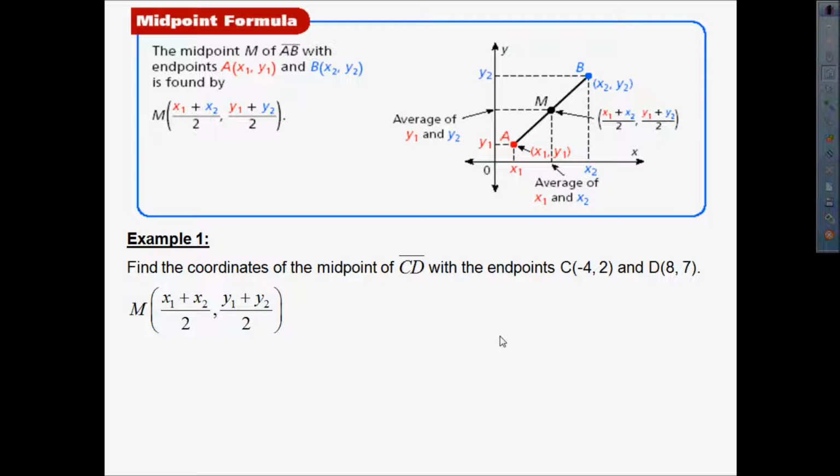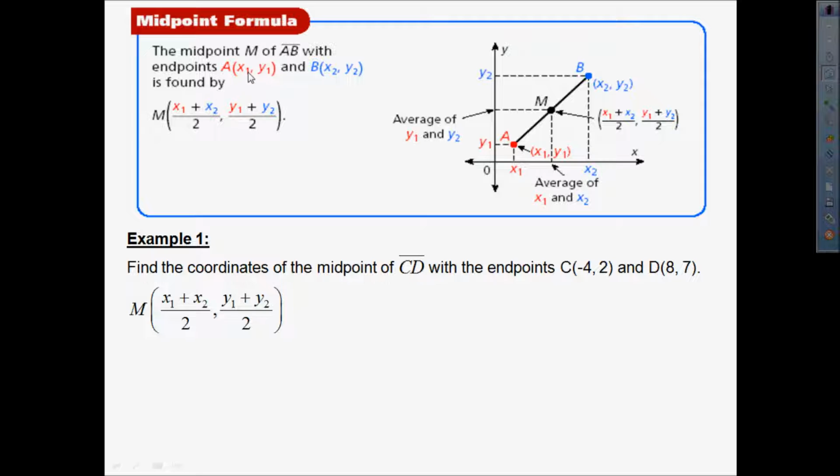Let's begin with the midpoint formula. If you remember from the previous segments, midpoint is the point in the middle of a segment. So on this picture they have here, M is the midpoint of AB. Now the midpoint formula says the midpoint M of segment AB with endpoints A at x1, y1 and B at x2, y2 is found by this formula right here.